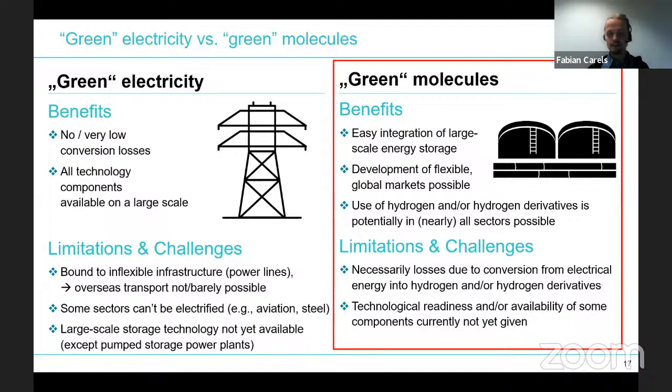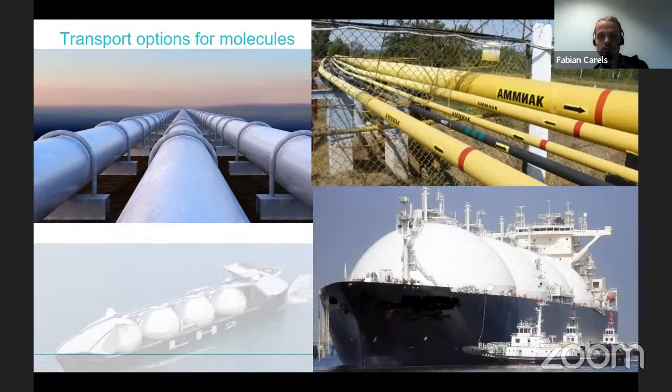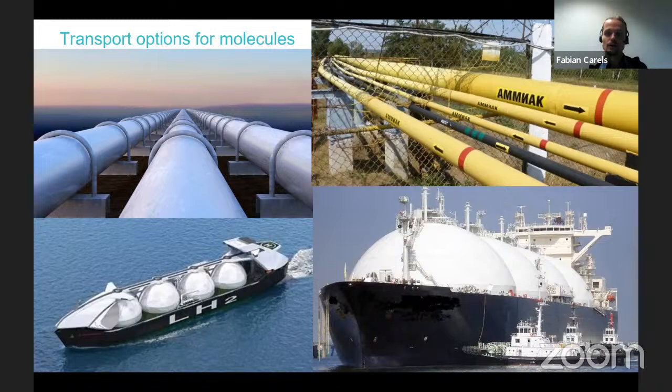So when talking about transport of green molecules, a further distinction can be made between the continuous transport of these molecules, for example, via pipeline, as you can see here in the upper part of the slide with these two pictures. And on the other hand side, we have the discontinuous transport, for example, via ships, as we have it already today, for example, with a transport of liquefied natural gas, also the transport of crude oil products.